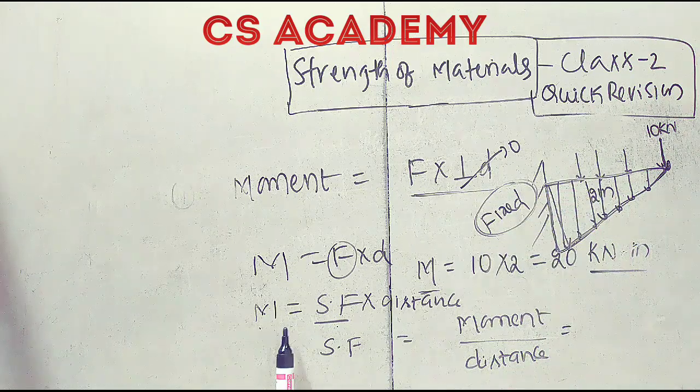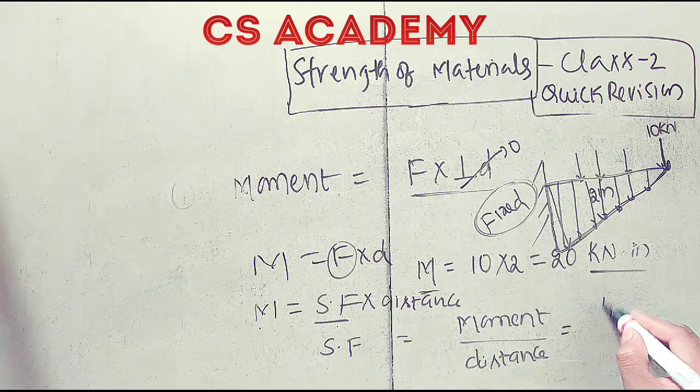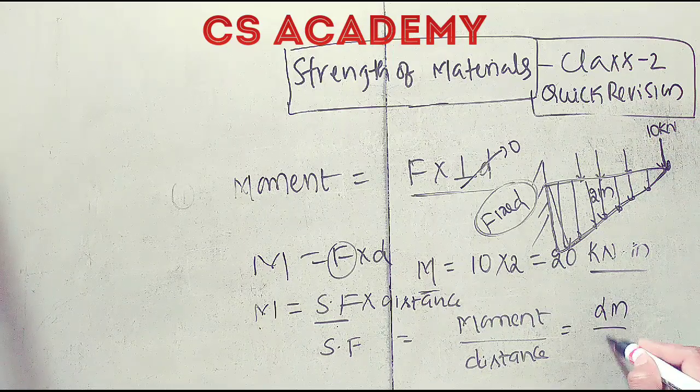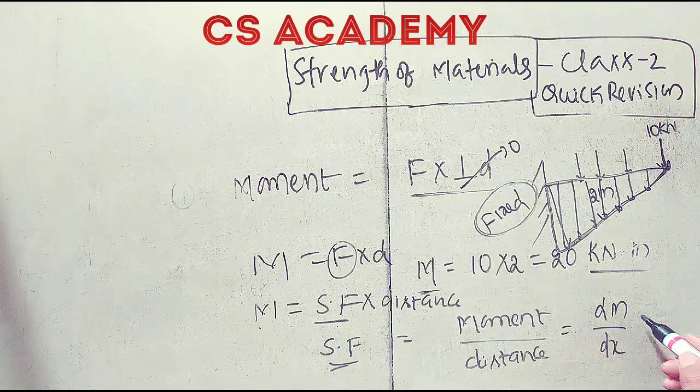Actually, what is shear force? Maximum bending moment equals shear force into distance. That means shear force equals moment by distance, and the moment varies from distance to distance. So shear force equals moment by distance. Finally, that moment by distance gives the shear force.